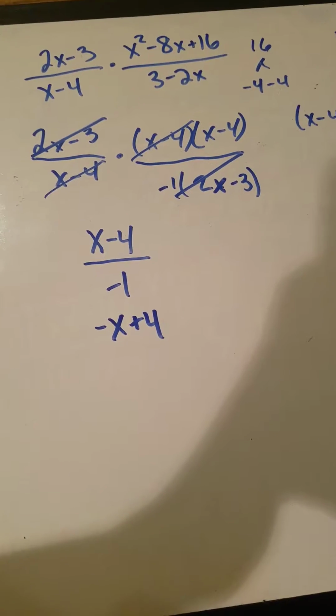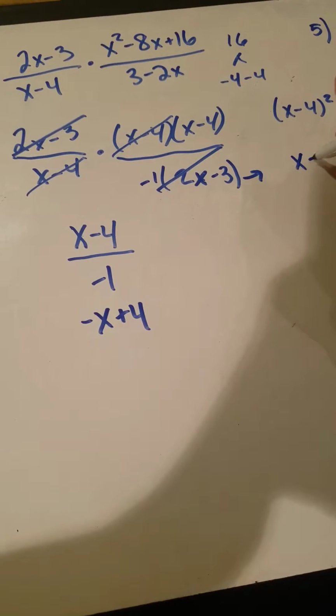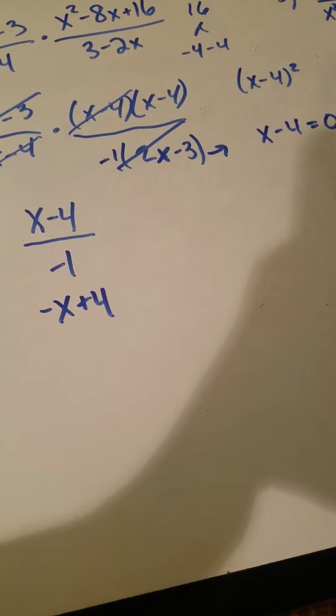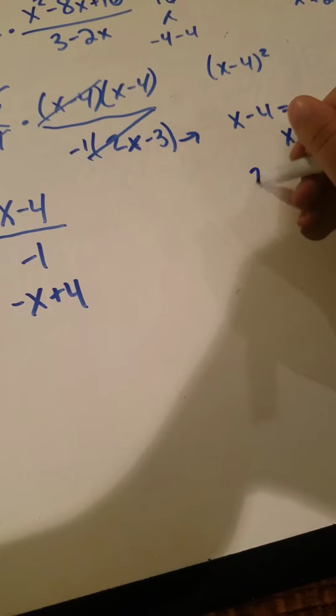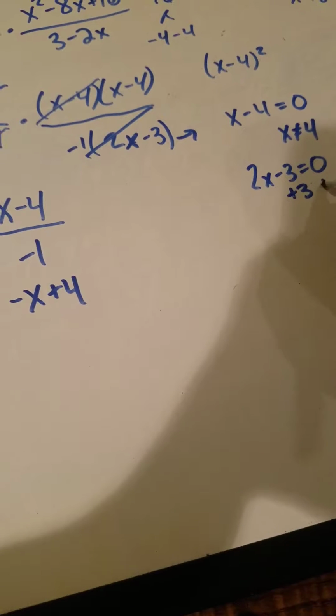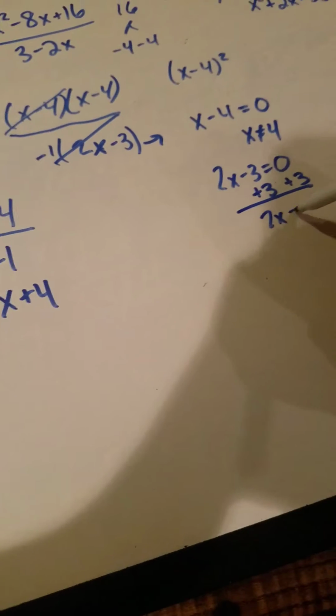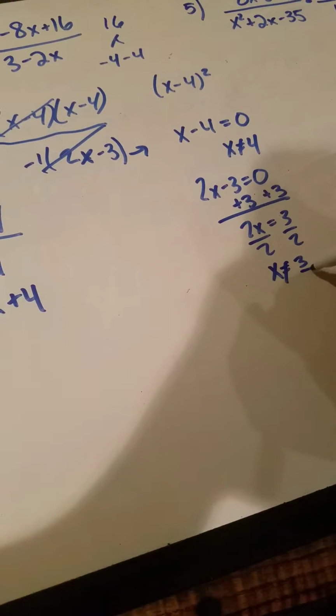Then we have to do our excluded values. So we're going to take our denominators. So we have x minus 4 equals 0. So x can't equal 4. Add our 4 over. 2x minus 3 equals 0. We would add our 3. Have 2x equals 3. Divide by 2 to get x cannot equal 3 halves.